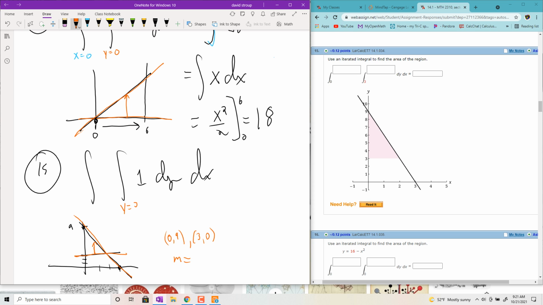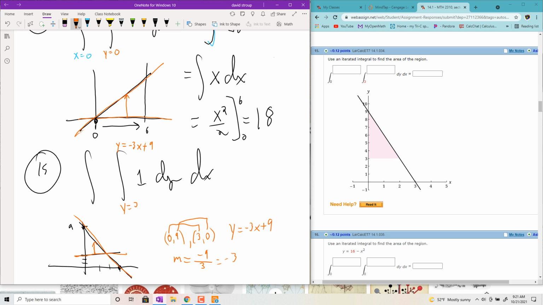So the slope: y2 minus y1 is negative 9, all over x2 minus x1 is 3, so that'd be negative 3. So y equals negative 3x plus the y-intercept, which is 9, so that would be your upper bound. y equals negative 3x plus 9. And then the outer limits, it looks like we're going from 0 to 2, maybe.